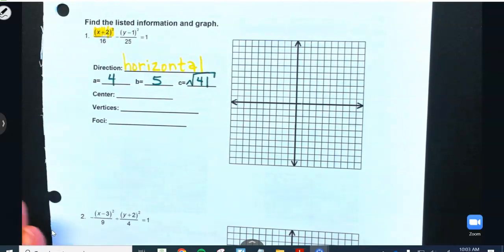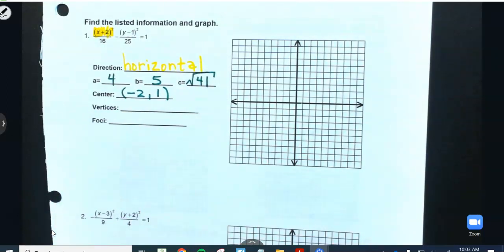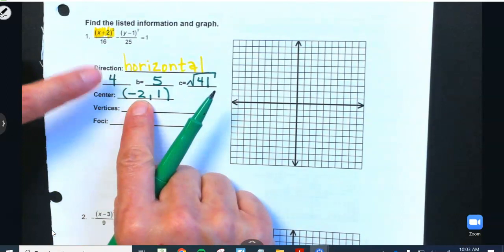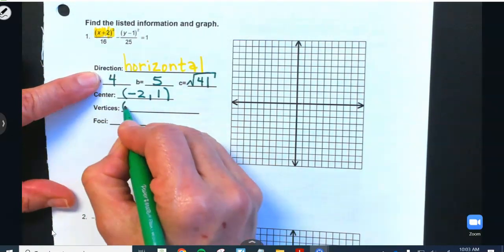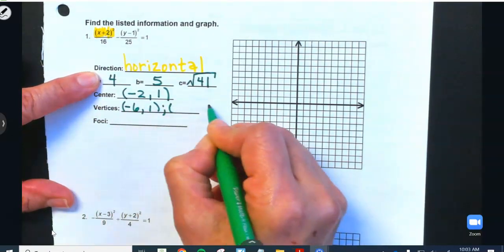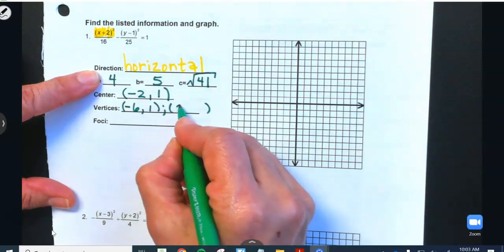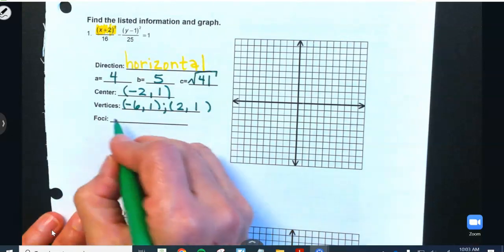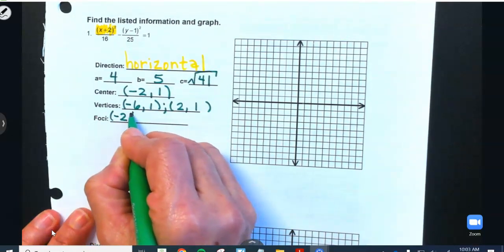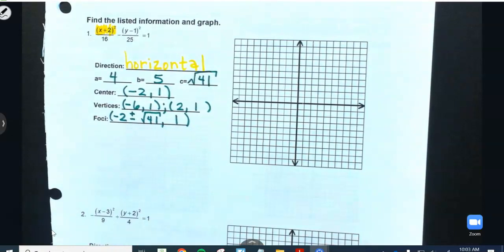The center is (h, k), so let's write -2, +1. Now remember, it's sideways, it's horizontal, which means the vertices are going to be 4 places to the left and then 4 places to the right. So 4 places to the left of -2 is going to be -6. And then 4 places to the right of -2 is going to be +2. All right, and then your foci, remember your foci are even farther away, but it's still horizontal. So it's going to be -2, and then right and left, the square root of 41, and then your k value of 1.